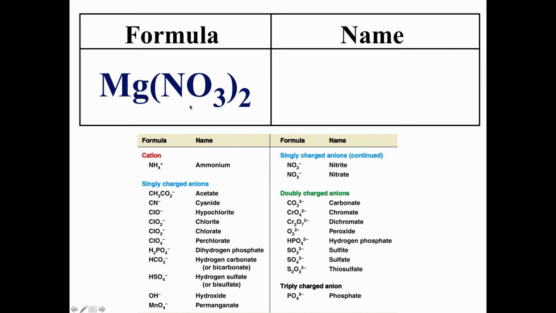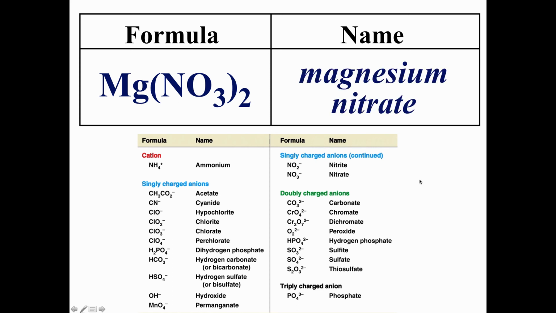What would we call the compound MgNO3? Well, Mg is magnesium. It's an alkaline earth metal. We know it's going to make a +2 ion, so we don't need a Roman numeral. NO3- is nitrate, so it's just simply magnesium nitrate for the name.